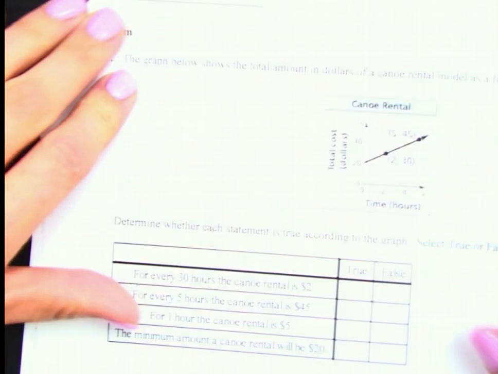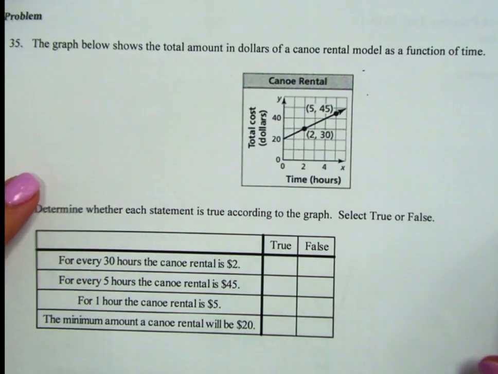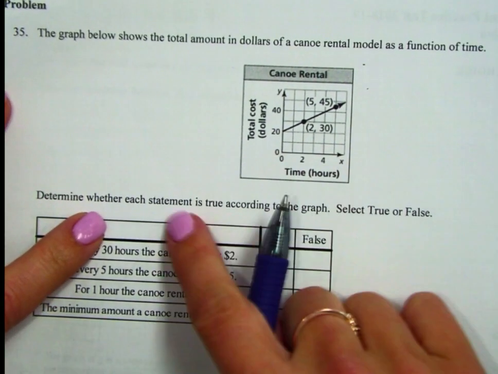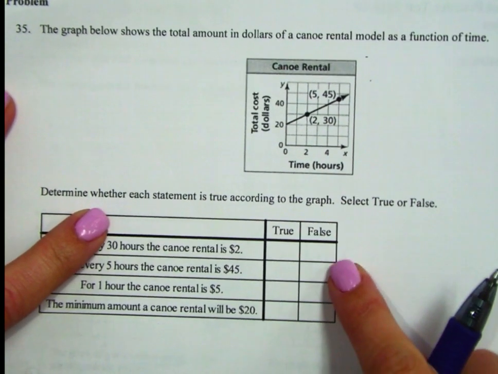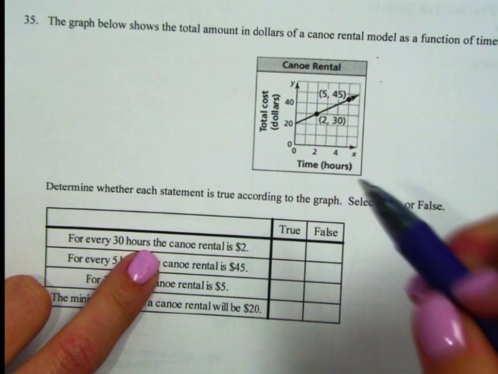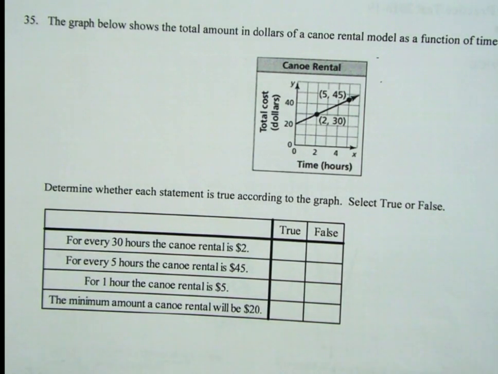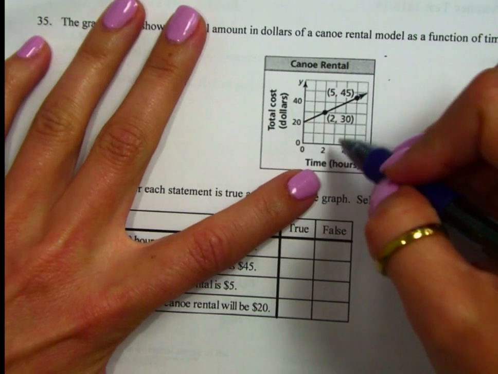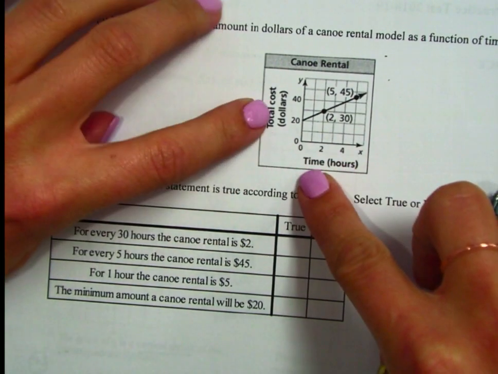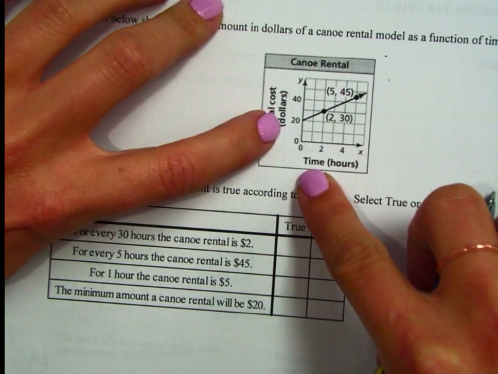Okay, last question, number 35. This graph below is going to show the total amount in dollars of a canoe rental modeled as a function of time. Determine whether each statement is true by selecting true or false. So every 30 hours, the canoe rental is $2. So let's see. X is talking about the number of hours, okay? And then your total cost is your Y.